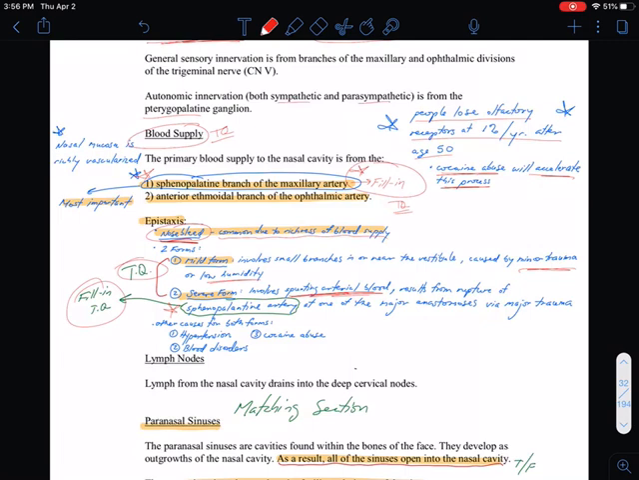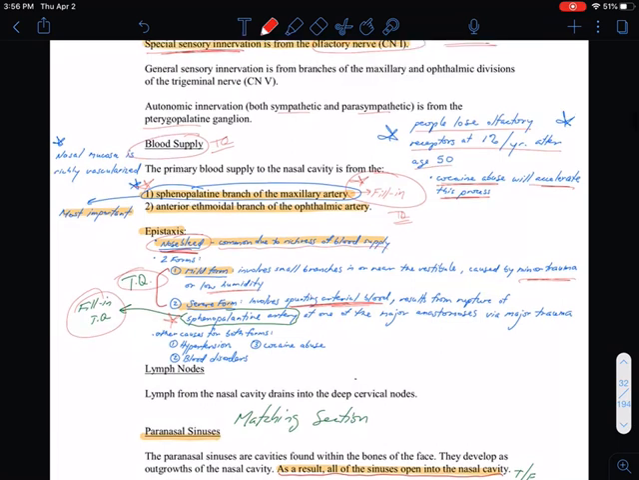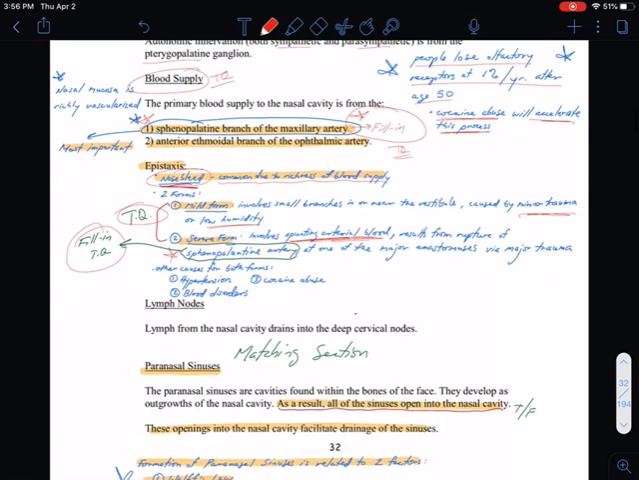So, just a quick little fact, people lose olfactory receptors 1% each year after the age of 50. So as you age, your special sense of smell tends to decline.